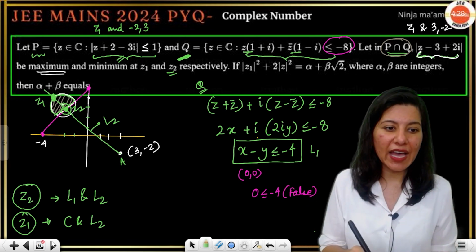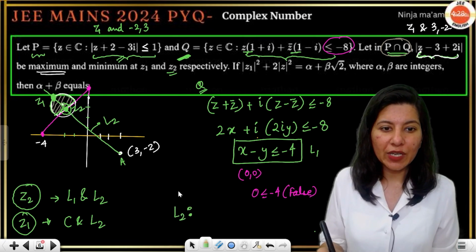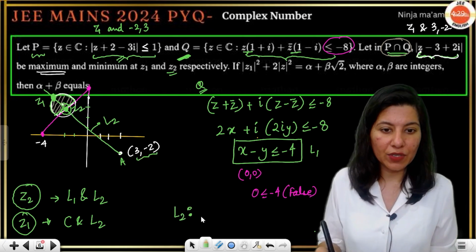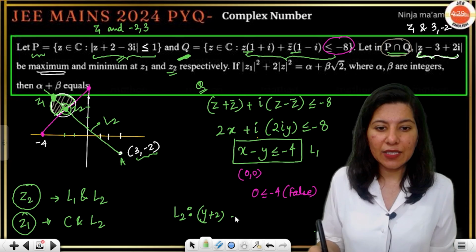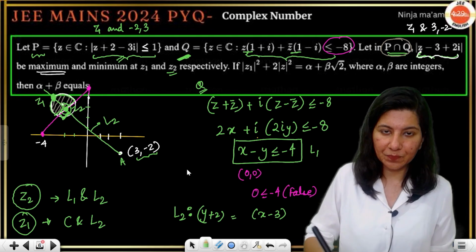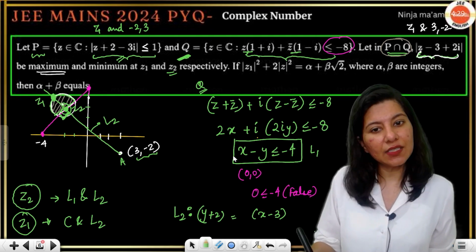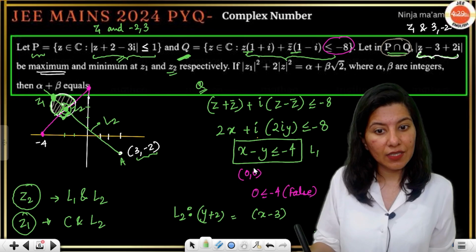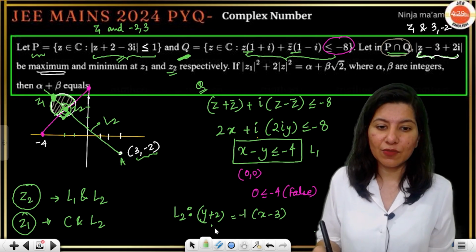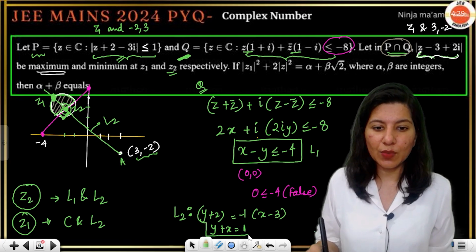Okay. L1 equation we have, we just need to write the L2 equation. To write the equation of L2, we need a point, and that we already have: y plus 2 equals slope times (x minus 3). Now what is the slope? Clearly these two are perpendicular lines. So the slope of this line is 1, and the slope of this line will be minus 1. So y plus 2 equals minus (x minus 3), so x plus y equals 1.